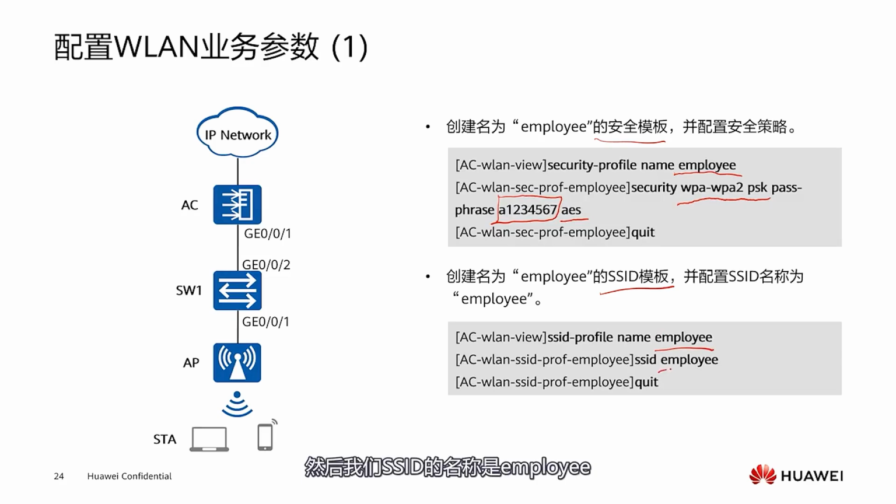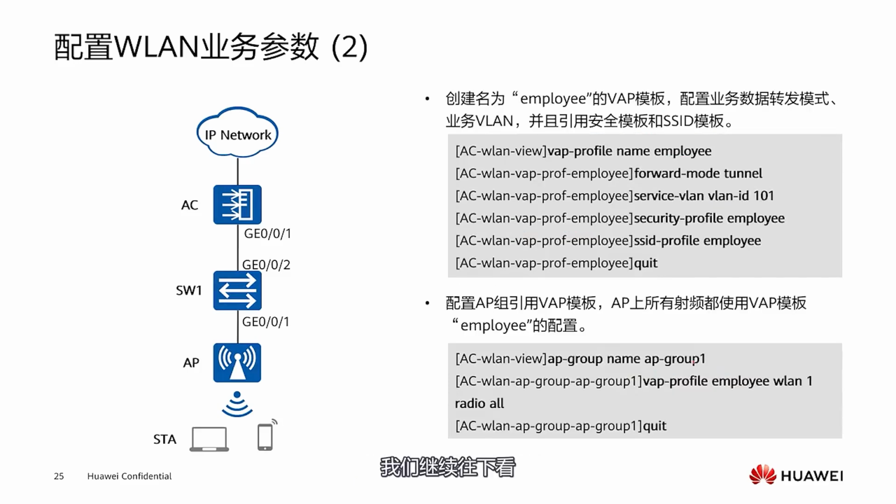After configuring exit, next, let's create the SSID template, also set a name, and our SSID name is employee. Finally, our users will be able to detect this signal employee. Now the two templates are created, let's continue to the next step. These two templates need to be bound to the VAP template. So first, we need to create a VAP template named employee.